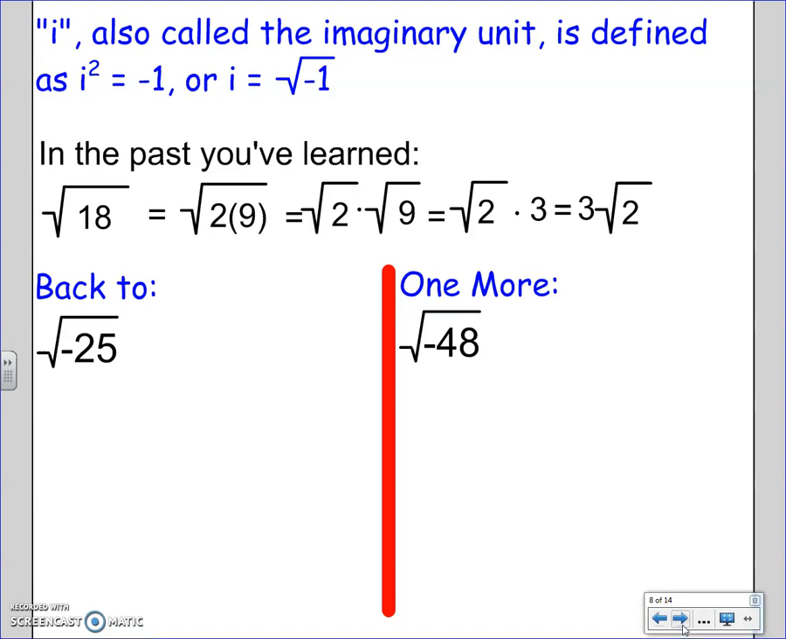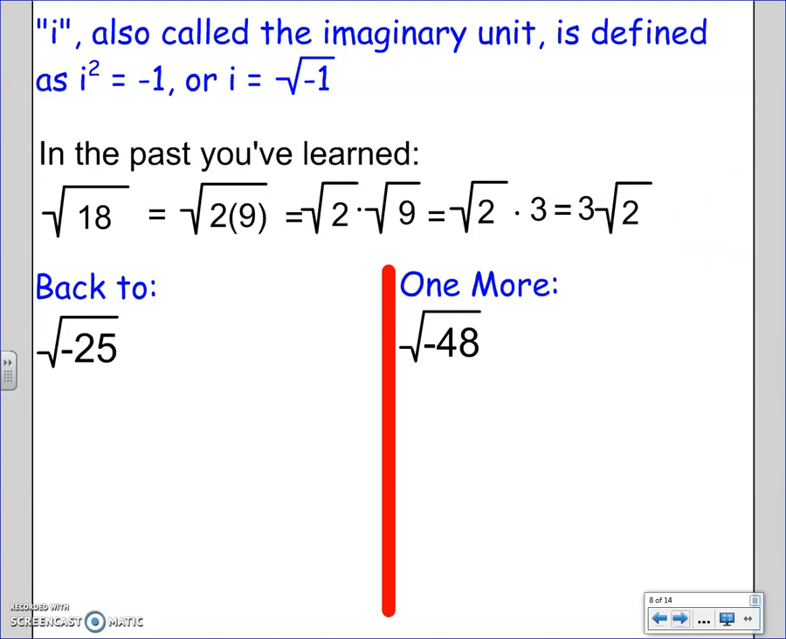In the past, have you seen the square root of 18? It's not a nice number. You break it down to 2 times 9. You can break down a square root into multiple square roots. So really that turns to the square root of 2 times the square root of 9. The square root of 2 we don't know, but the square root of 9 is just 3. And then we can multiply 3 times the square root of 2 to get 3 root 2. That's the reduced version. But we can use the same idea for this.